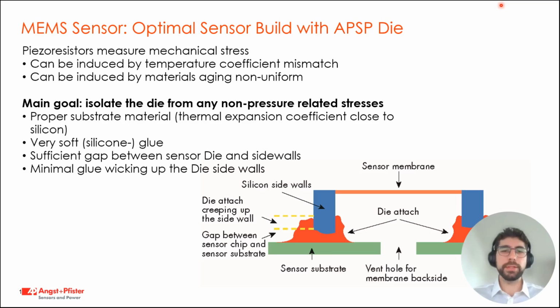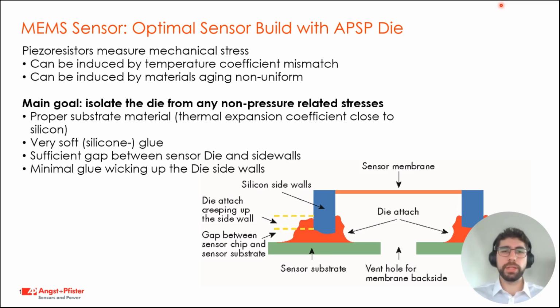One of the main sources of such undesirable stress is temperature. When two materials with differing thermal expansion coefficients are connected, a change in temperature always induces some stress. Therefore, it is helpful to choose materials with thermal expansion coefficients that are as close as possible to the one of silicon.